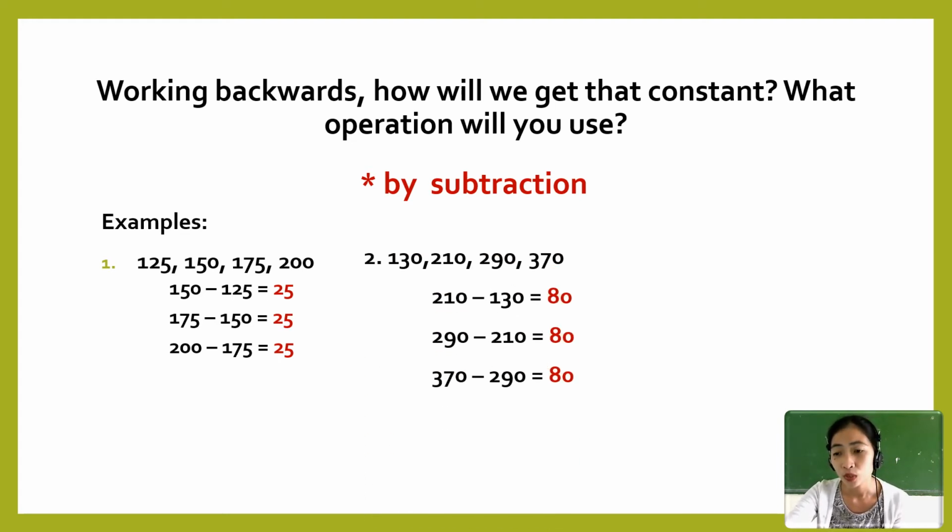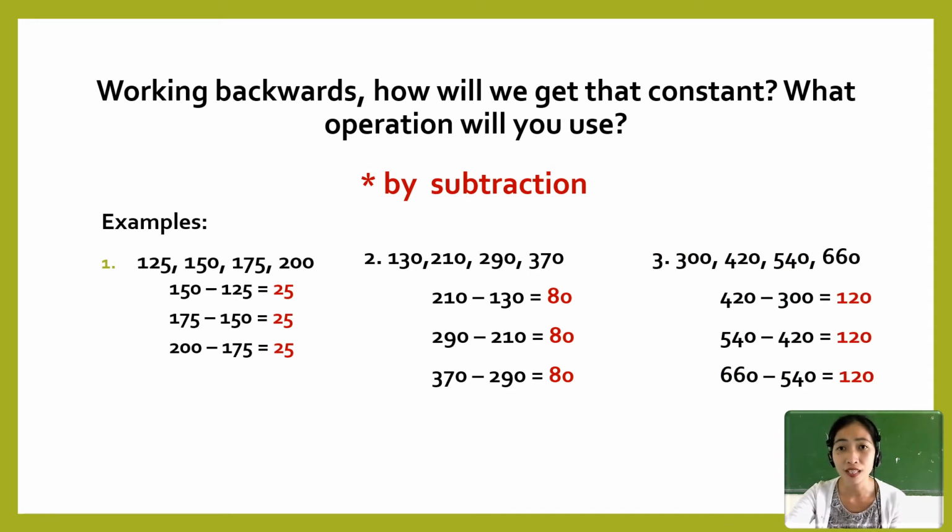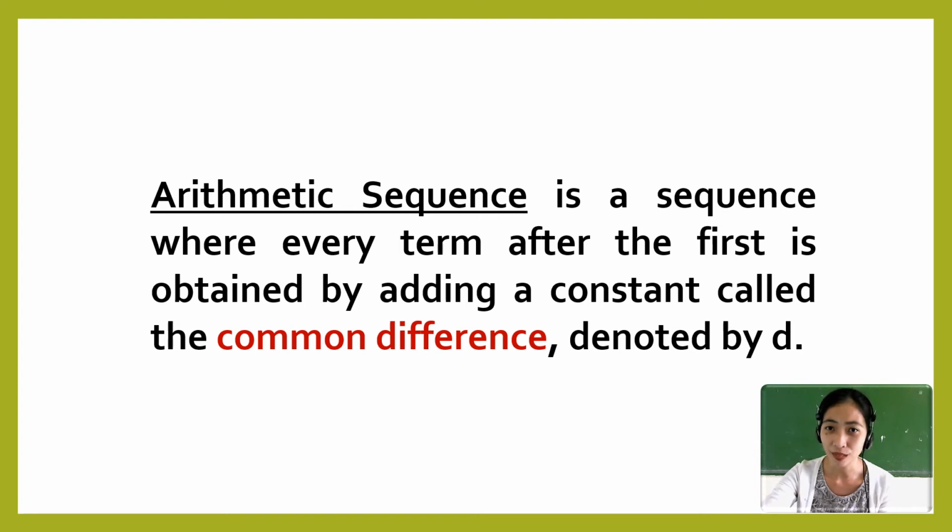Number 2, to get that constant 80, you subtract backwards. 210 minus 130, 290 minus 210, 370 minus 290. Number 3, to get the constant 120, if you work backwards, you'll have 420 minus 300, 540 minus 420, then 660 minus 540. So that is 120.